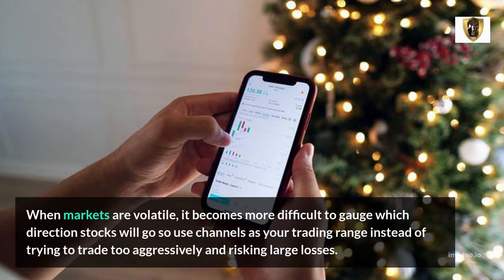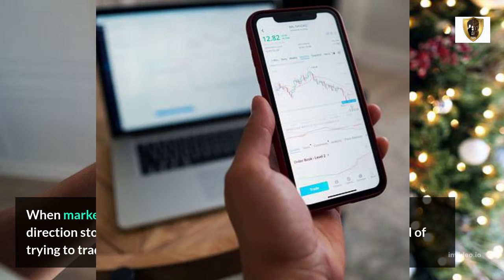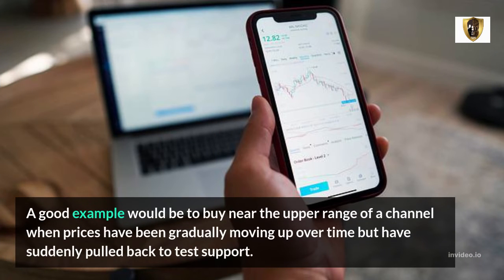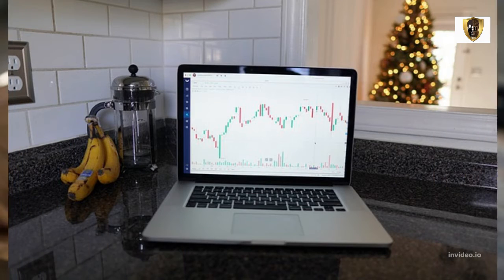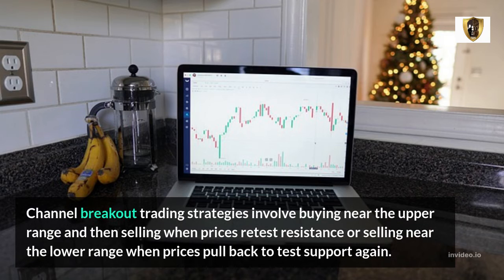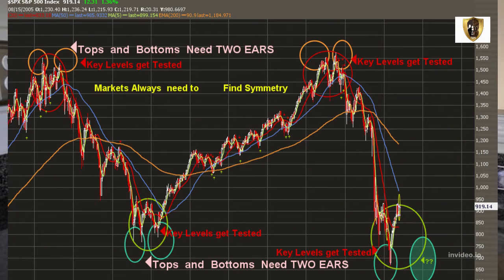When markets are volatile, it becomes more difficult to gauge which direction stocks will go, so use channels as your trading range instead of trying to trade too aggressively and risking large losses. A good example would be to buy near the upper range of a channel when prices have been gradually moving up over time but have suddenly pulled back to test support. Channel breakout trading strategies involve buying near the upper range and then selling when prices retest resistance, or selling near the lower range when prices pull back to test support again.